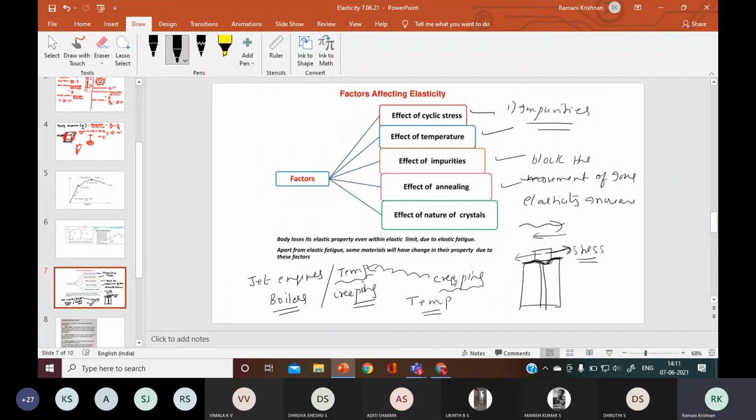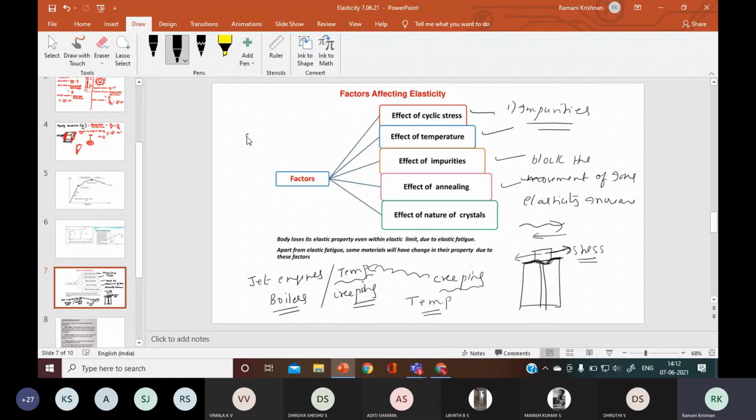So what I'm telling, annealing: materials which are heated and then cooled so that their properties change. A very good example is glass. We heat it, it becomes liquid, then we cool it. By annealing, the properties of the material can change. Annealing will increase the elasticity; this is the only factor which is going to increase the elasticity of the material. Stress will decrease the elasticity, temperature will decrease it, impurities may or may not. Annealing will increase the elasticity and ductility of the material.